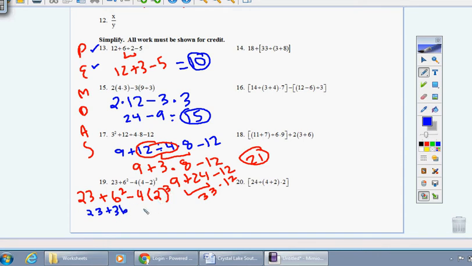2 cubed is going to give me 8. So minus 4 times 8. Okay, now we deal with our multiplication, so that's going to give me 32. So I have 23 plus 36, and 4 times 8 is 32, minus 32. And now we can work left to right. So 23 plus 36 is going to give me 59. And 59 minus 32 gives me an answer of 27.